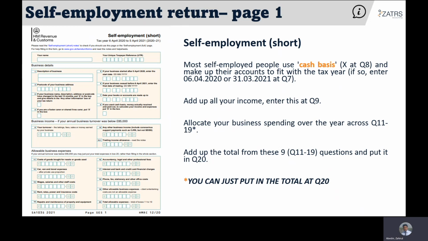If you started the business during the tax year or the business ended during the tax year, then you need to put that information in questions 5 or 6. And in question 7, you tell them the date to which your accounts are made up. Now we know the tax year ends on the 5th of April, so you could put that date in.